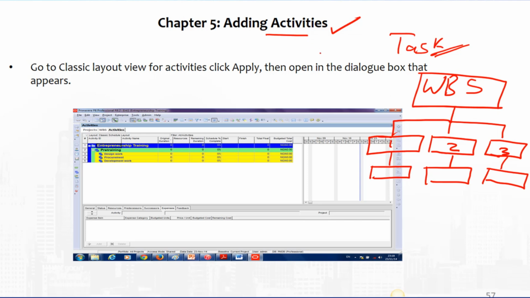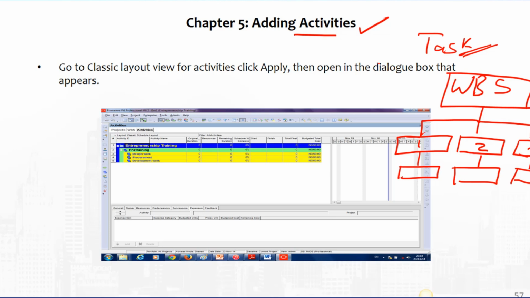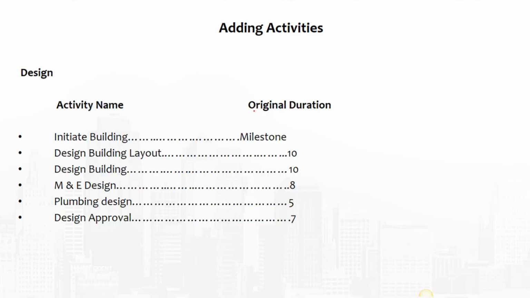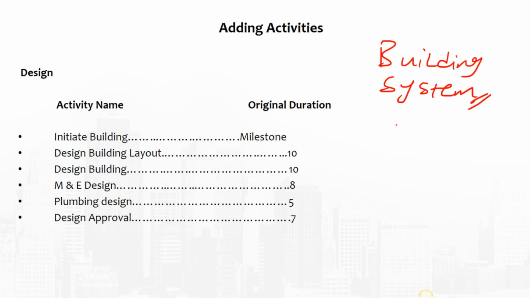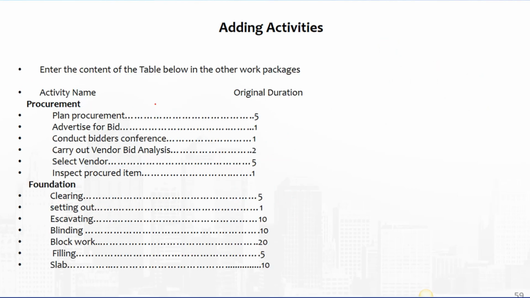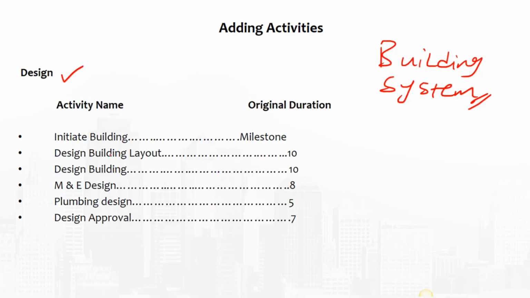So we're now going to learn how to add activities to the work packages that we have under our work breakdown structure. So these are the activities we're going to be adding. For the purpose of this exercise, we're going to be adding activities under phase 1 of our project. Remember, phase 1 is the building system. Under the building system, we had different work packages, which are the design, the procurement, as well as the foundation. Those are the 3 work packages we had under the building system.